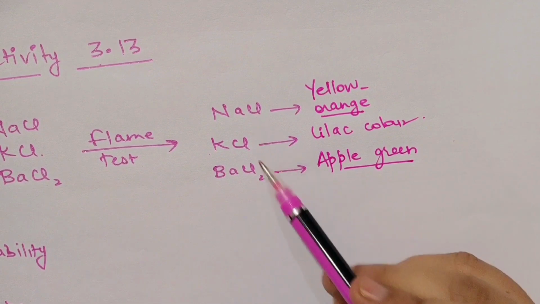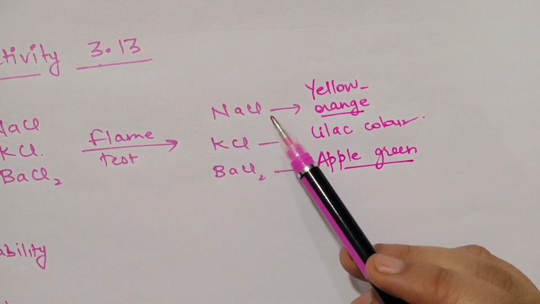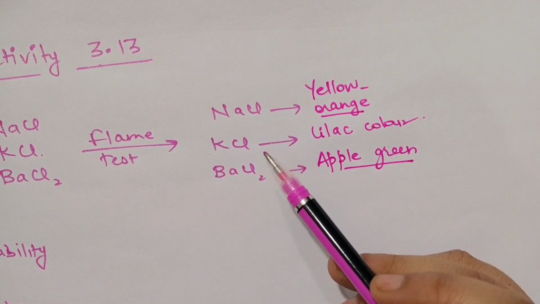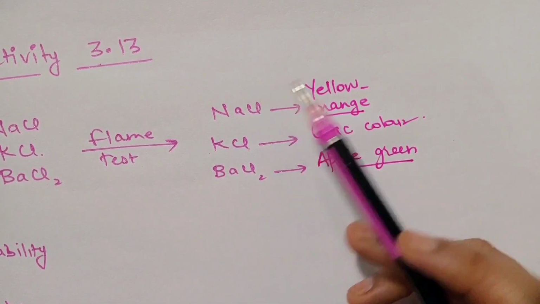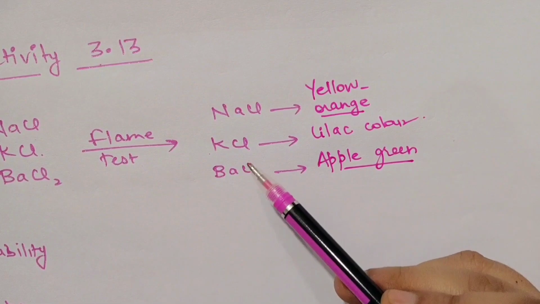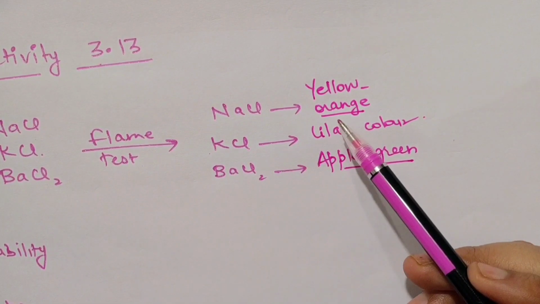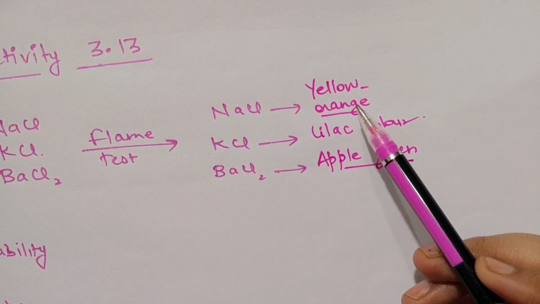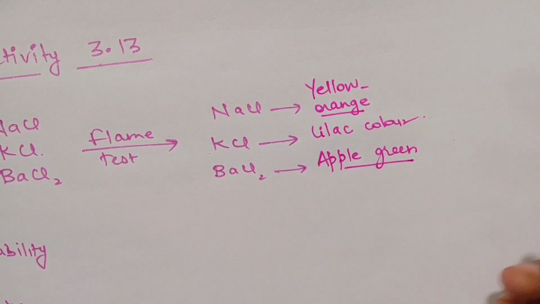Okay, these are distinct colors. They can be used for identification of salts. That means if you don't know which salt this is, it could be sodium chloride or potassium or barium, all three of them are white in color. You can know which one it is by introducing them into the flame. The color of the flame will tell you the identity of the salt.